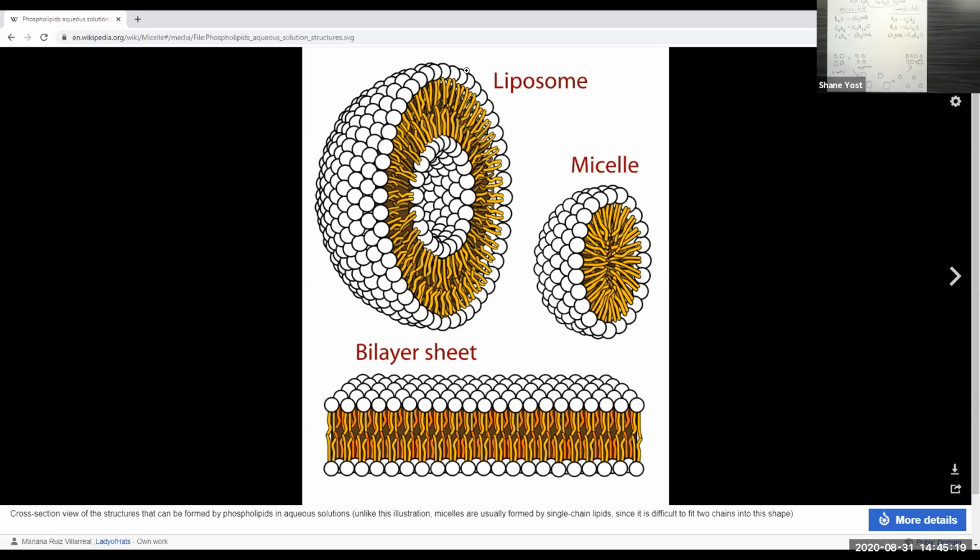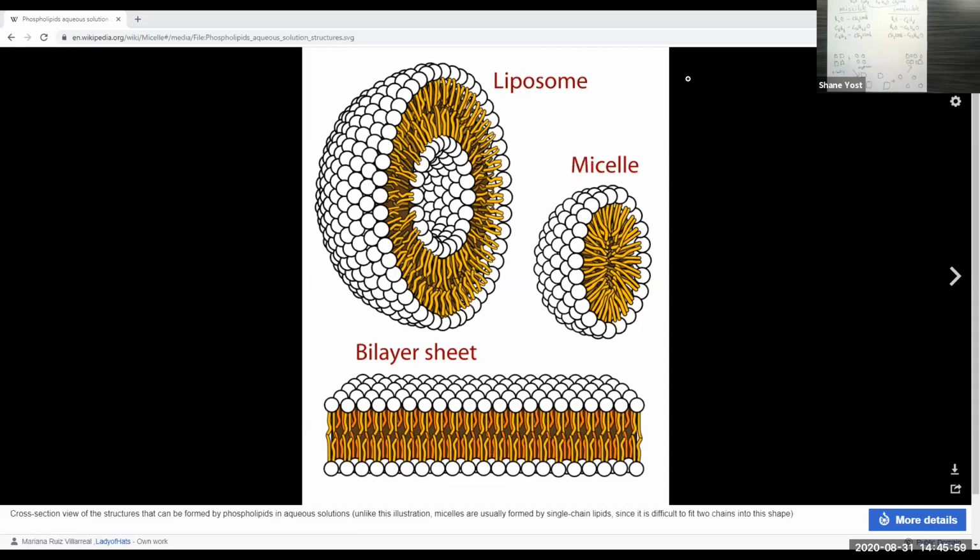And then these yellow squiggly lines represent the long carbon chains. In a solution of water, they'll form either something like a micelle, what's called a liposome, this kind of dual layer thing, or just a bilayer sheet, which is what your cell membranes look like. Then you've got a bunch of proteins and other things floating along in this membrane, but you've got a bunch of these lipids that form the cell membranes, where they have a hydrophilic region, which means it likes water, and then a hydrophobic region, which means it does not like water.